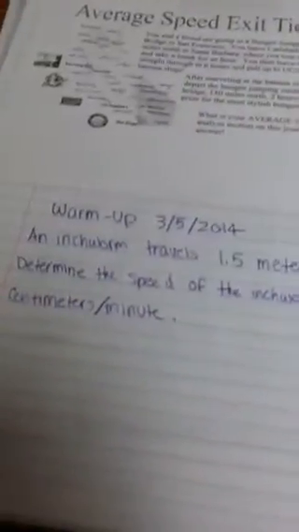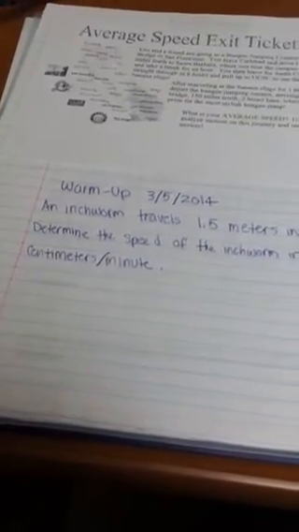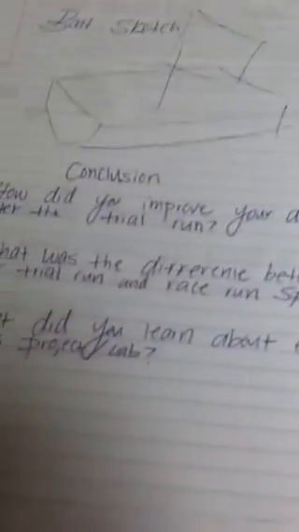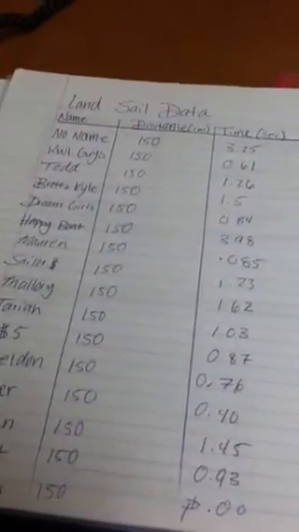Page 45 is your average speed exit ticket and also a warm-up from March 5th, asking you to calculate the speed of an inchworm. On page 46 are your speed calculation notes. On 47 is the boat sketch from your land sailboat and also the conclusion questions from the lab. On page 48 is the engineer a land sailboat actual lab sheet. 49 was our land sailboat data.